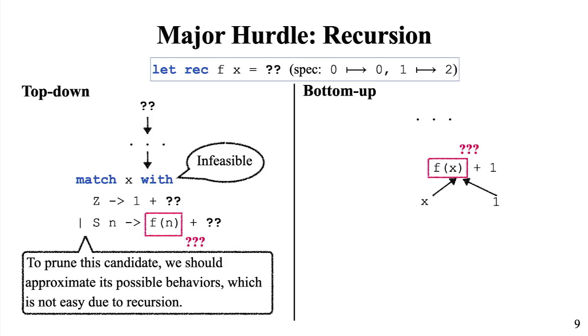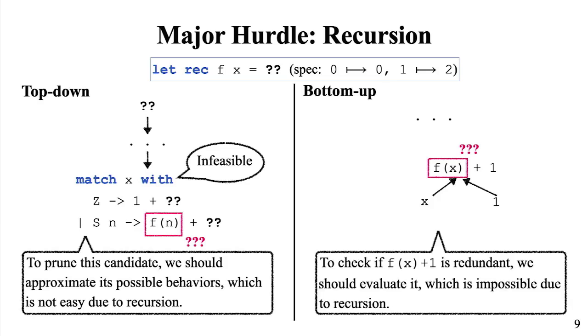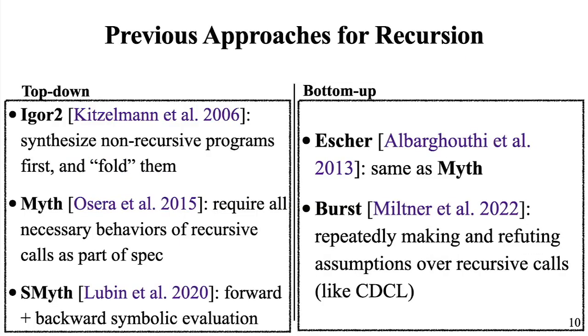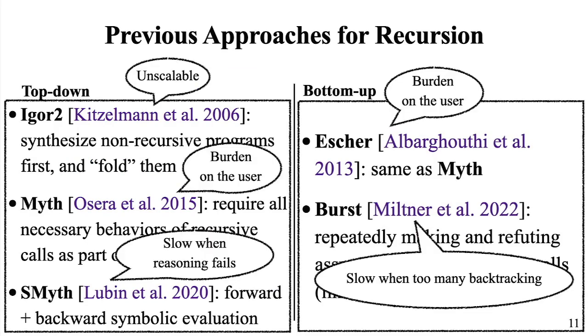In bottom-up synthesis, to remove any redundant candidates, we should evaluate them. However, if a candidate program contains a recursive call, then we cannot evaluate because the target function is not defined yet. There have been various approaches to deal with recursion in both top-down and bottom-up synthesis. However, they have their own limitations. They suffer from scalability issues, or they impose strong restrictions on the user specification.